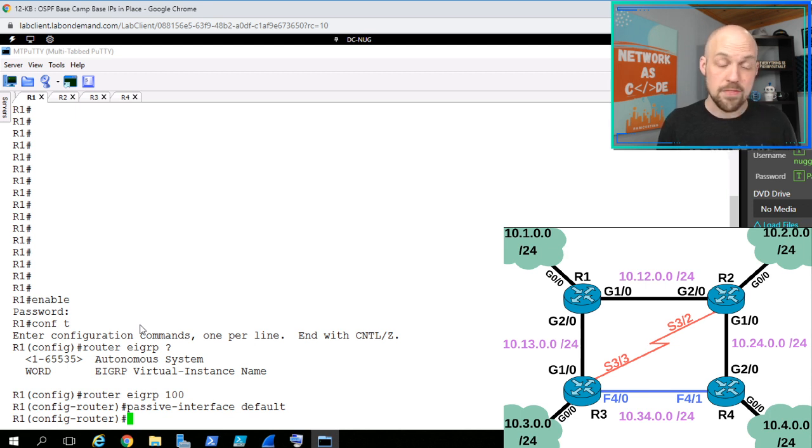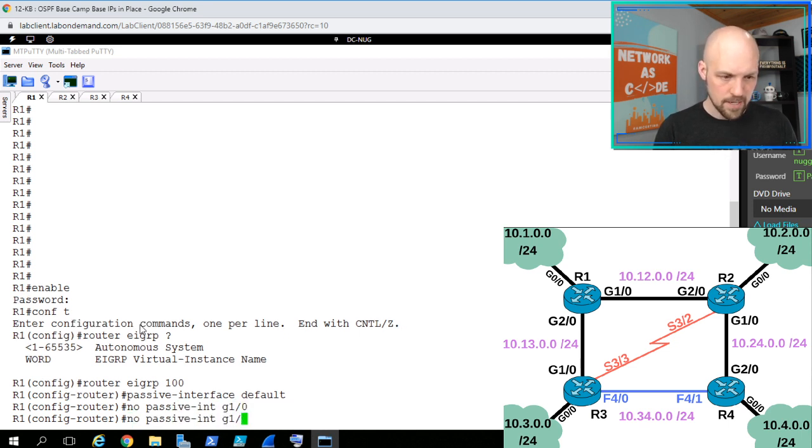But then of course we have to disable passive interface. Passive-interface default may be a little clear on what it's doing, but it actually enables passive interface on every interface. And of course we do want some EIGRP neighbors, so let's go ahead and get those turned on. We'll do a no passive-interface on Gig 1/0 and on Gig 2/0.